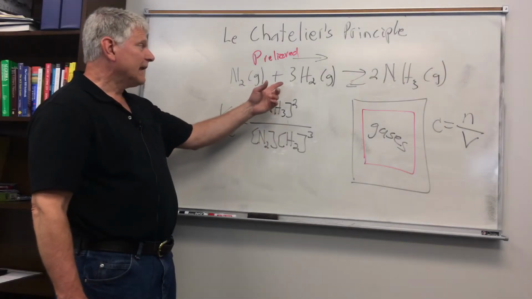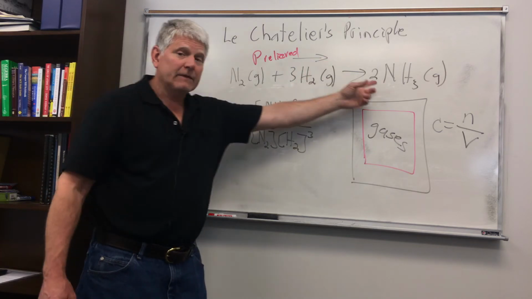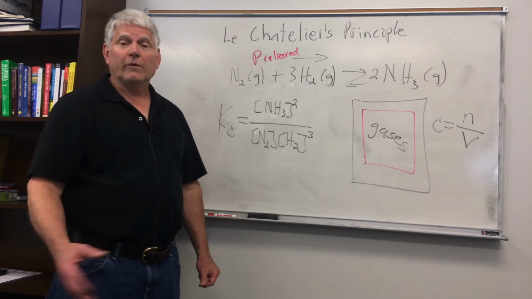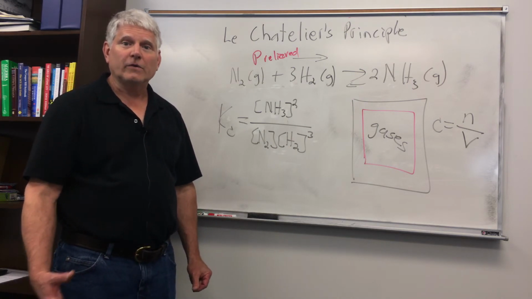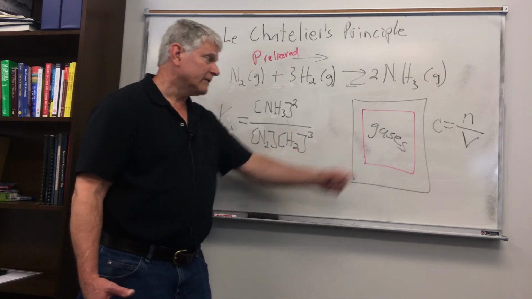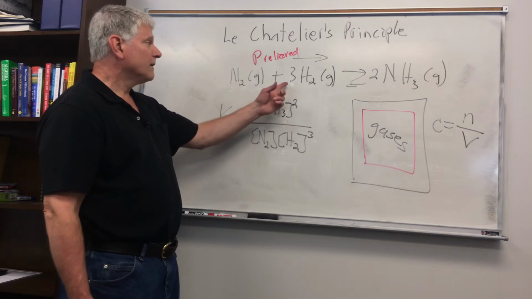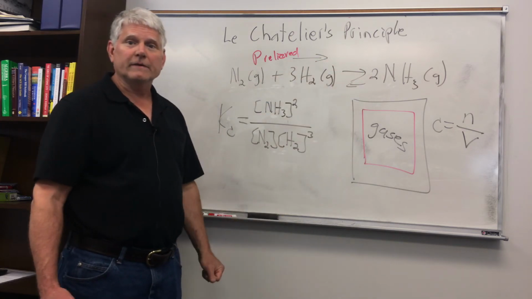Now, if I have the same number of gaseous reactants and products, the reaction can't relieve the pressure by going forward or reverse, and so there's no change in the concentrations that results from a change in pressure. Only when I have a different number of gases on the left and right side of the equation.